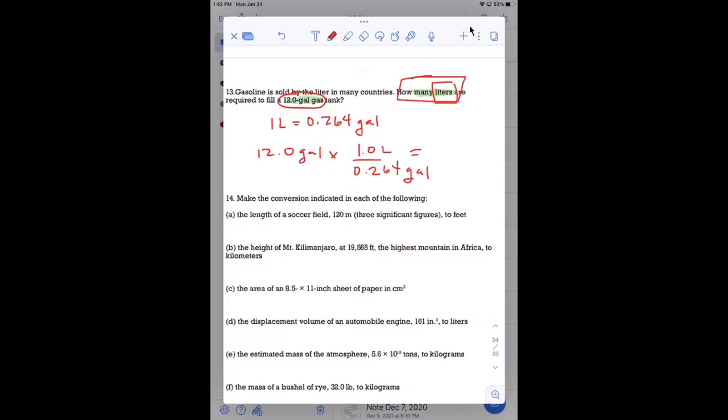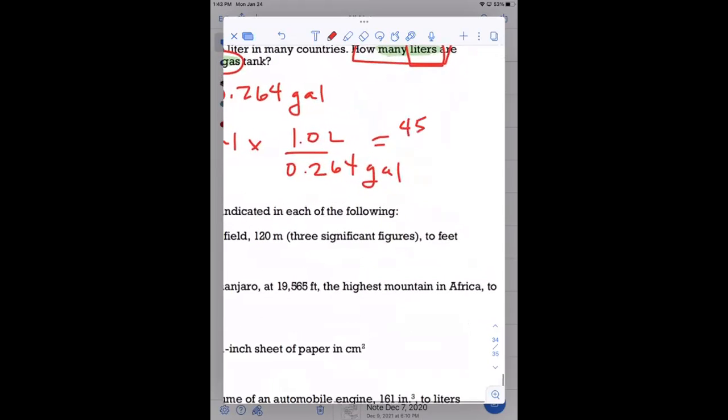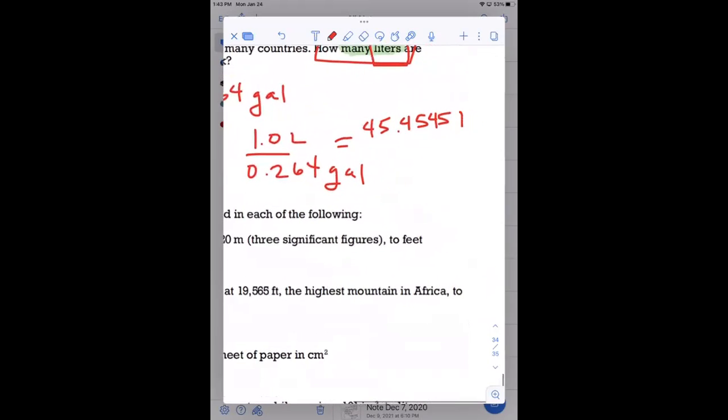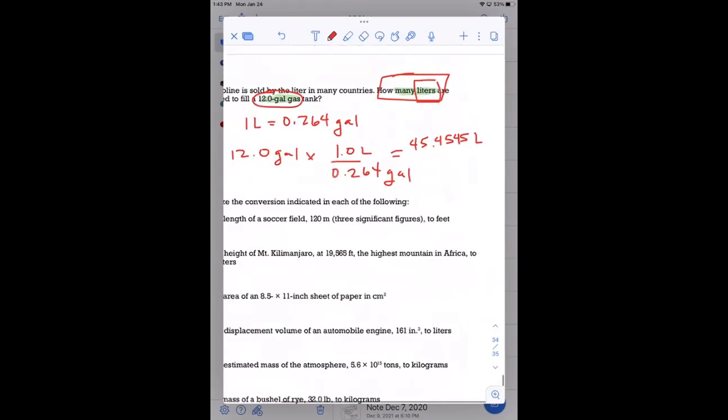Anybody got it yet? 45.45 repeating. All right, so good. 45 point, I'm just gonna put 4545 liters. Now, how many sig figs do we need to report this in? Because we got 3 here, 2 here, and then 2 here. So it needs to be in 2 sig figs.